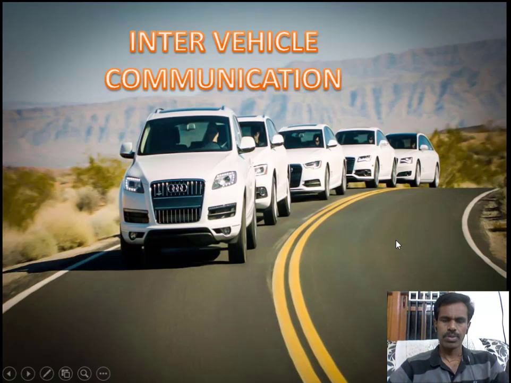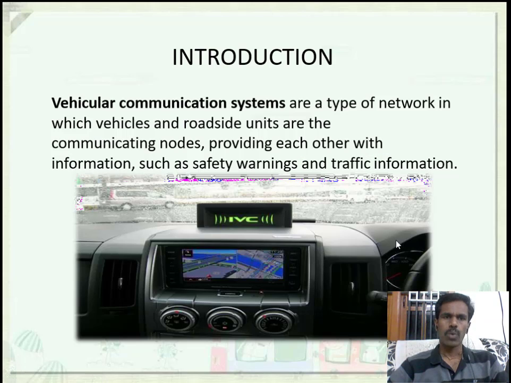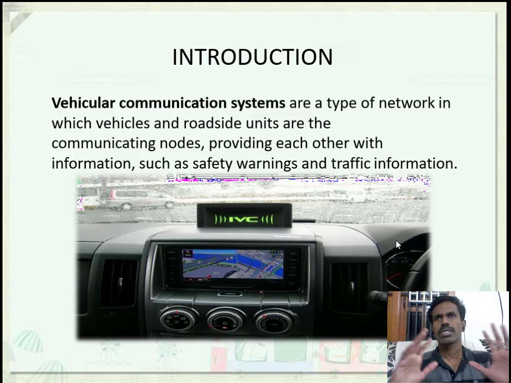First of all, we have to understand what is vehicular communication system. Vehicular communication system is a system for the communication between vehicle and roadside units, providing each other details or information such as safety warning or traffic information. For example, the vehicle is moving on the road, and outside we have a huge number of traffic. That information will be coming to the vehicle, and whichever way the vehicle is going, that information is going to outside.